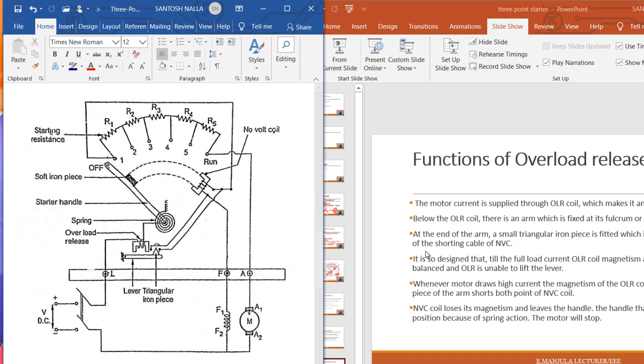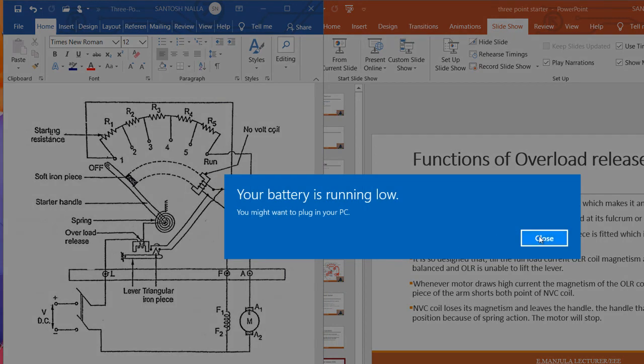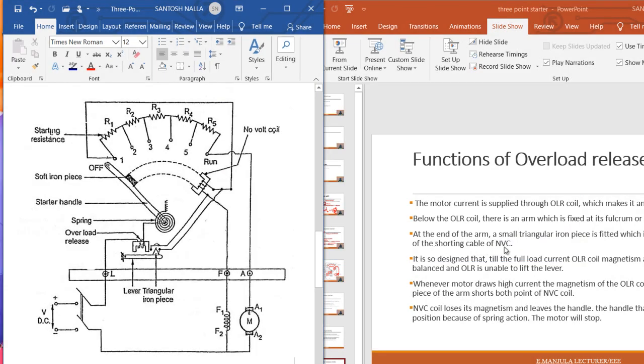Here, at the end of the arm, a small triangular piece is lifted, which is in the proximity of two ends of the shorting cable on NVC. Here. It is so designed that till the full load current, OLR coil magnetism and gravitational force are balanced and OLR is unable to lift the lever.